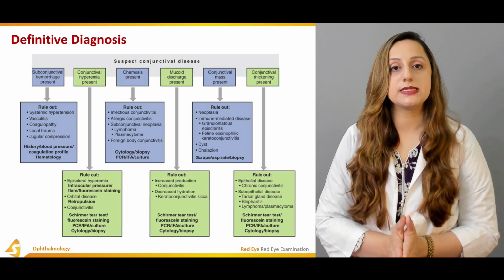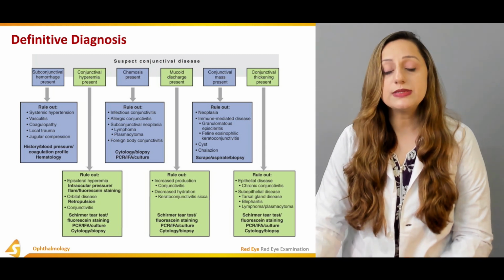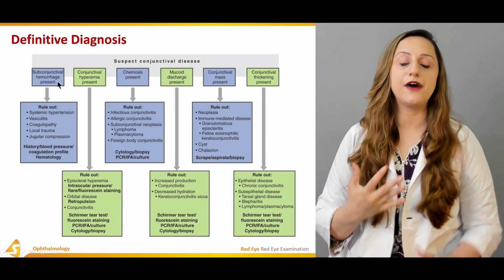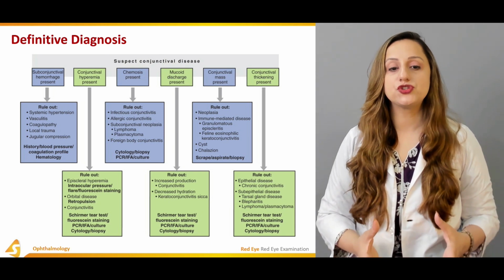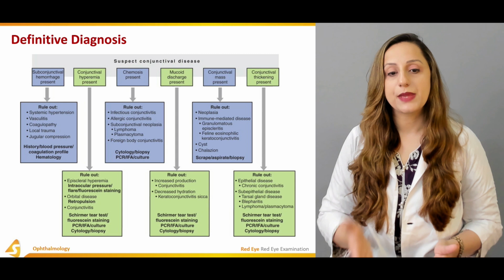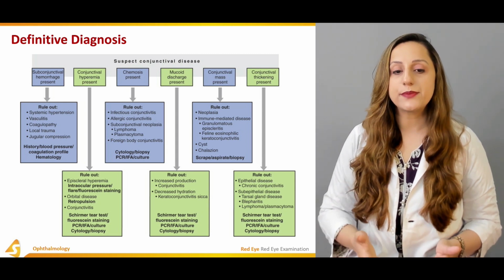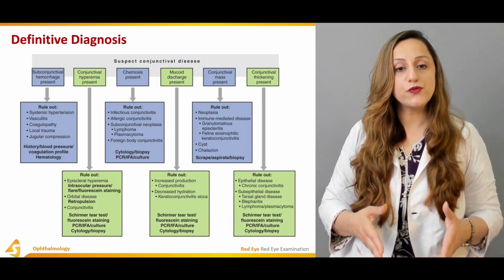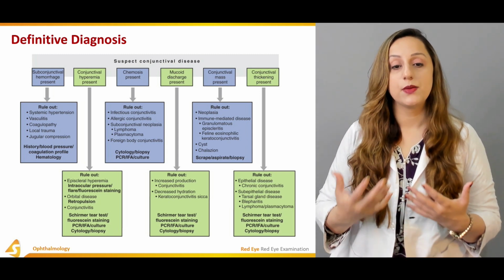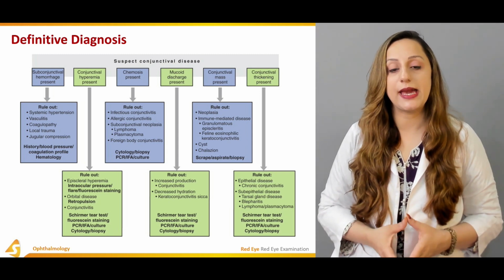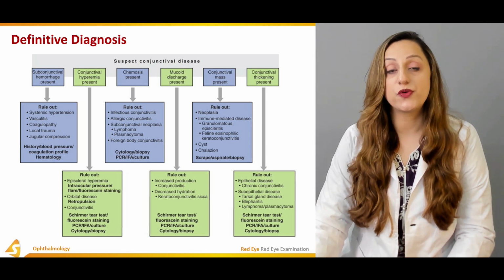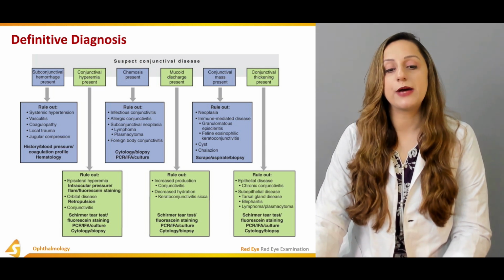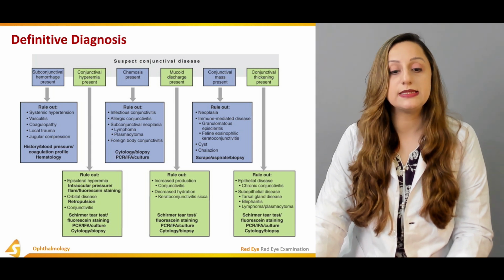Making a definitive diagnosis in a red eye is sometimes quite tricky. When you are suspecting conjunctival diseases, subconjunctival hemorrhages are present in a lot of cases, and you have to rule out systemic hypertension, vasculitis, coagulopathies, and local trauma or jugular compression. History, blood pressure, coagulation profile, and hematology are very important here. Then we move on to the conjunctival hyperemia that is present. If it is present, we have to rule out episcleral hyperemia. Intraocular pressure and flare are noted. Fluorescein staining is performed in this case to rule out orbital disease, retropulsion, and conjunctivitis.